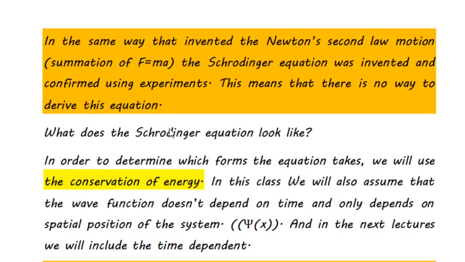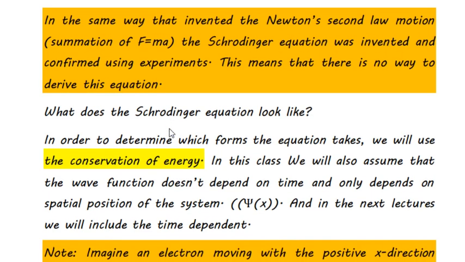It is the same as the well-known Newton's second law of motion, where the summation of the forces equals mass multiplied by acceleration. The Schrodinger equation was invented in the same way, that is, it is experimentally confirmed. So there is no way to derive the Schrodinger equation mathematically. We start from some point and we try to find a solution for this equation.